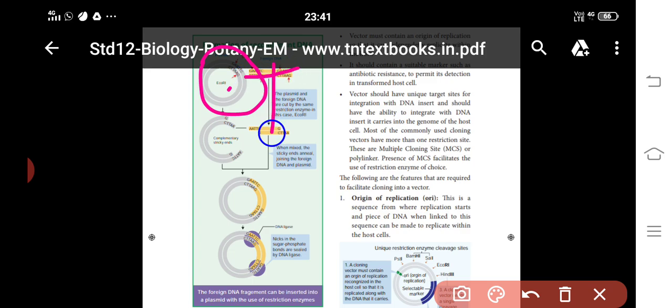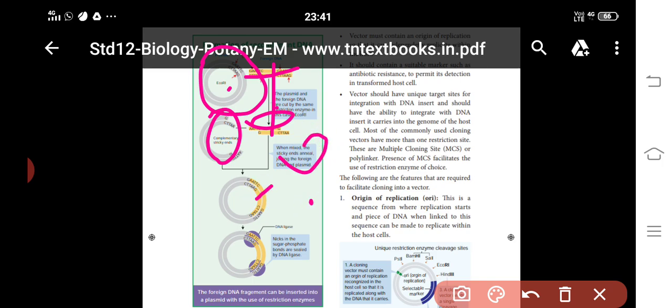For this cutting, restriction enzymes are used. Restriction endonuclease cuts the DNA strands and separates them into blunt ends and sticky ends. Already I told you the DNA is double stranded, and each strand has blunt ends and sticky ends. Both are cut symmetrically. So complementary sticky ends, when mixed, are annealed, joining the foreign DNA.